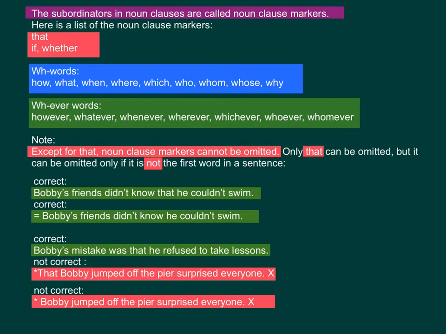Another example, it's also correct to write that Bobby's mistake was that he refused to take lessons. It's wrong to write as that Bobby's jump off the pier surprised everyone. It's also not correct to write that Bobby jumped off the pier, surprised everyone.